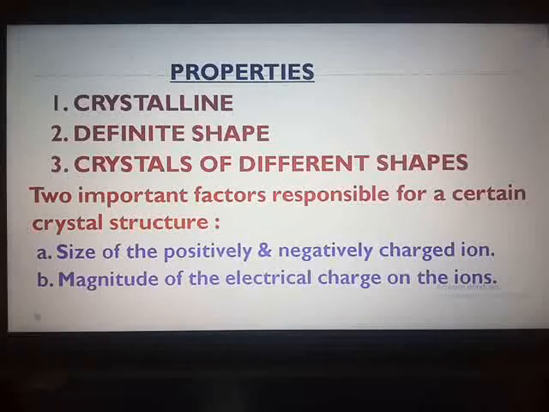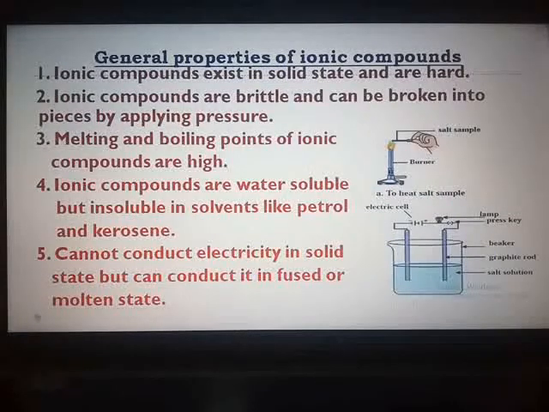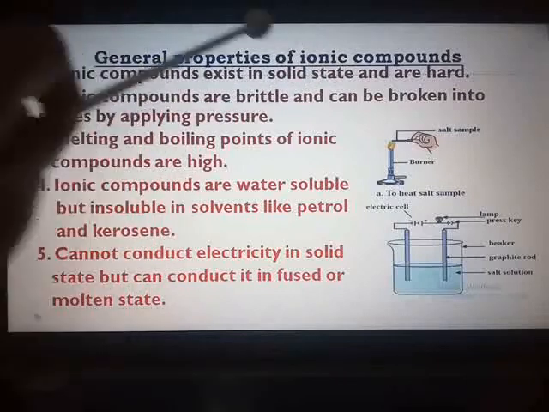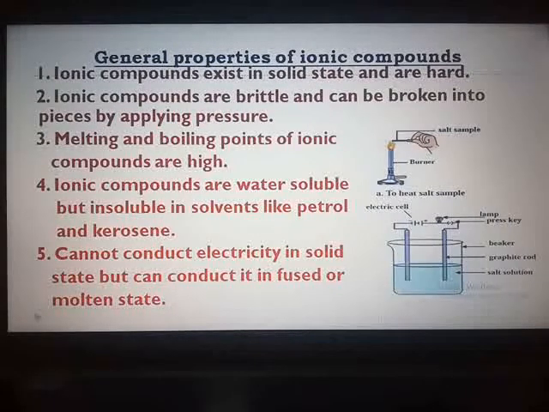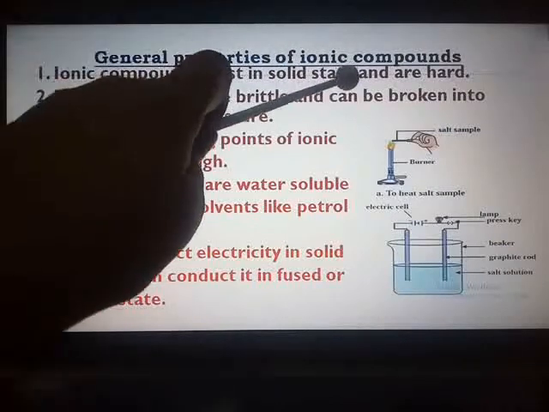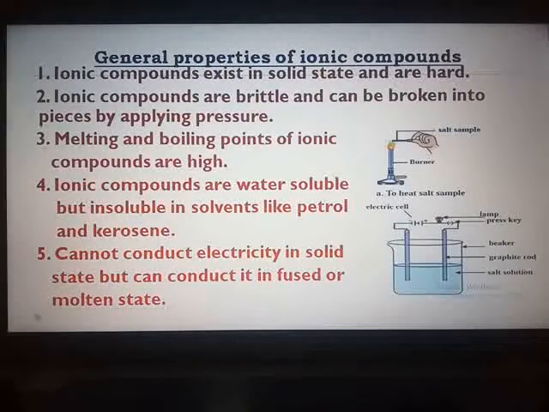Now, we will see the general properties of ionic compounds which are stated in the textbook. The first property is that ionic compounds exist in the solid state and are hard. Just now I have told you that the attractive force between the positively and negatively charged ions, that is the cations and anions which form that ionic compound, is strong. And this attractive force being very strong makes the ionic compounds very hard when they exist in the solid state.